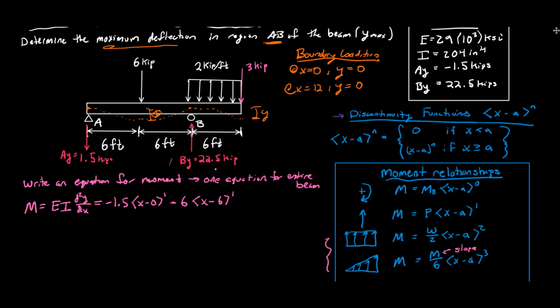That's going up, so we're going to write plus. So that's going to be plus, the magnitude of that is 22.5, and that's going to be at x equals 12. So x minus 12 to the first power, right? We still have a couple more things we need to take care of.